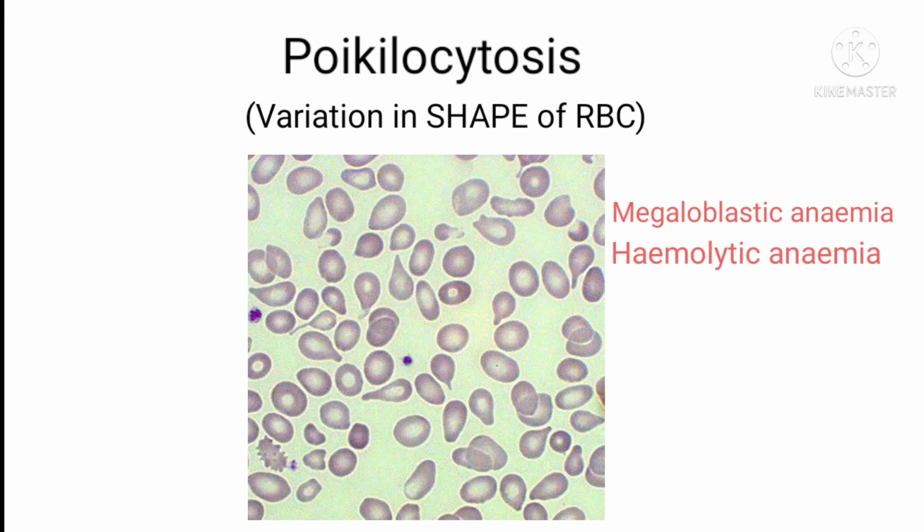The next one is poikilocytosis. Poikilocytosis is the variation in the shape of the RBC. If you look at the smear, you can see a lot of teardrop cells, oval cells, helmet cells, and sickle shaped cells. These sickle shaped cells are mostly seen in sickle cell anemia.